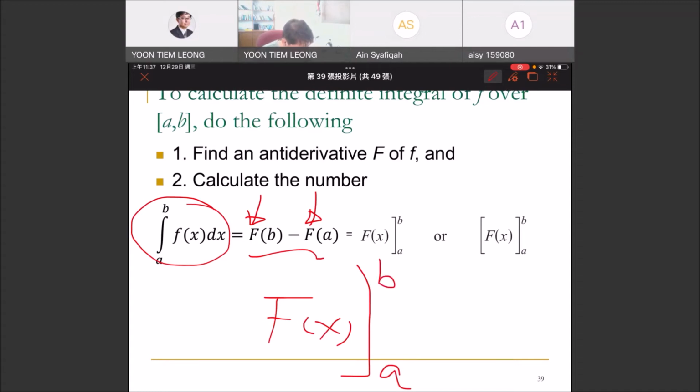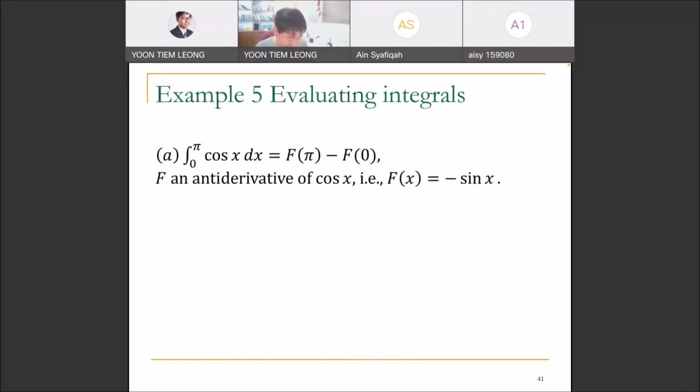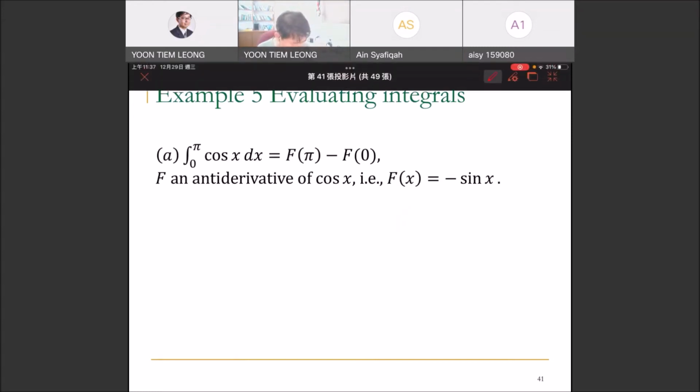Or sometimes we just include this, either way, but I prefer to use this notation to represent the difference between the capital function F evaluated at the upper limit minus the lower limit as a shorthand. This is an example. You're asked to find the definite integral of the function.